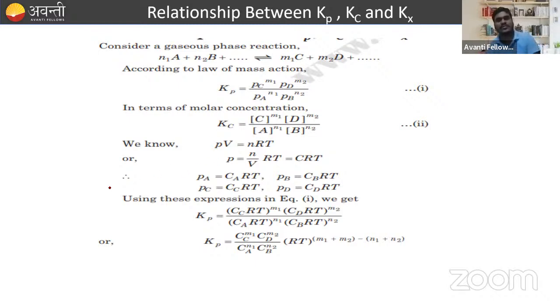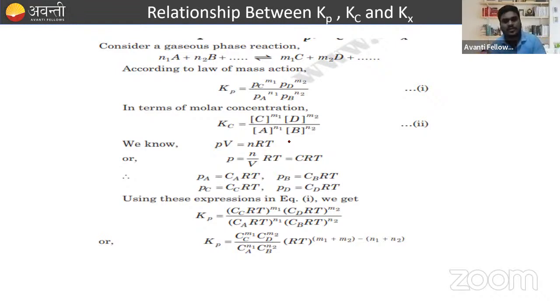So we know that if you consider a general gas phase equation like n1A plus n2B gives m1C plus m2D and so on, then according to the law of mass action, you will write Kp as the pressure of C, Pc, raised to its stoichiometric coefficient, times PD, over Pa and Pb. Now in terms of molar concentration, we can write the concentration of C raised to the power m1, the concentration of D raised to the power m2, over A, B and so on.